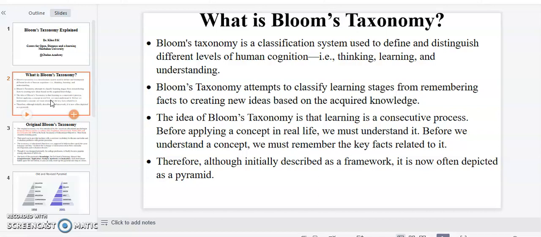The idea of Bloom's taxonomy is that learning is a consecutive process. Before applying a concept in real life, we must understand it. Before we understand a concept, we must remember the key facts related to it. Therefore, although initially described as a framework, it is now often depicted as a pyramid.